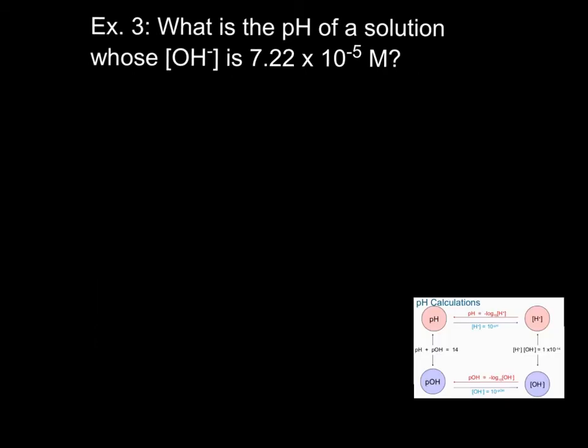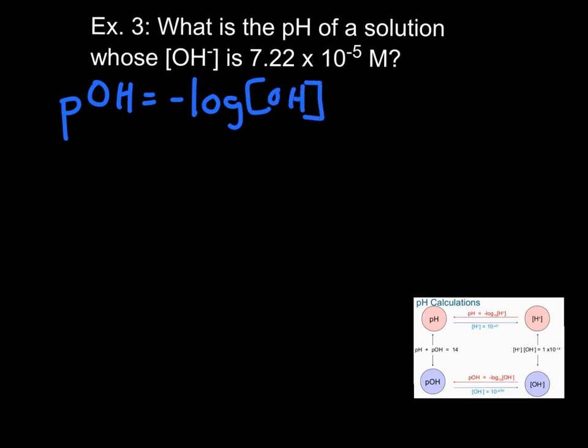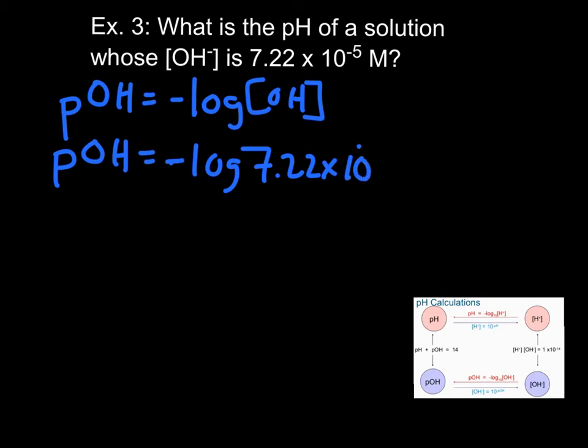So in the last slide I showed you how to calculate pH, but now we're going to look at pOH, which is equal to the negative log of the hydroxide ion concentration. So when we do that, pOH is equal to negative log 7.22 times 10 to the negative 5th. When we do that on our calculators, just like I showed you, we get an answer of 4.14.